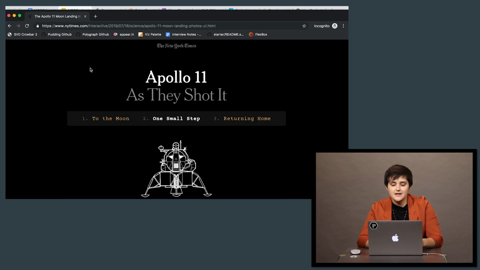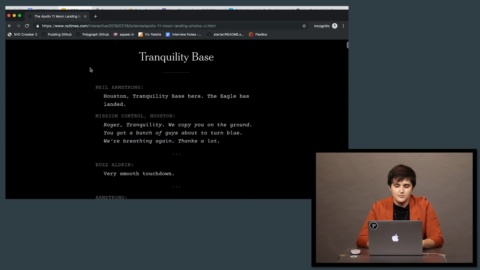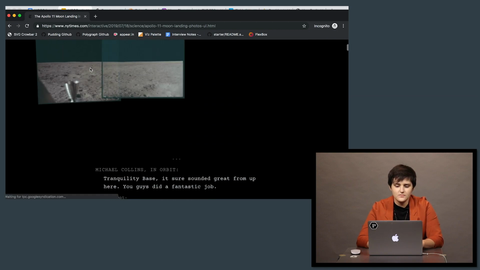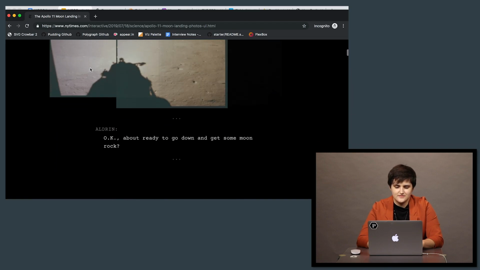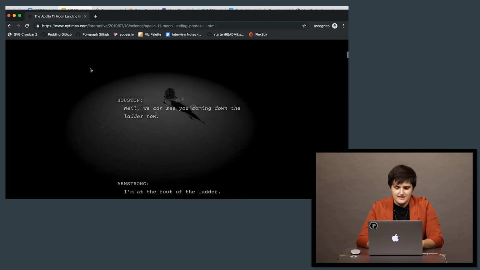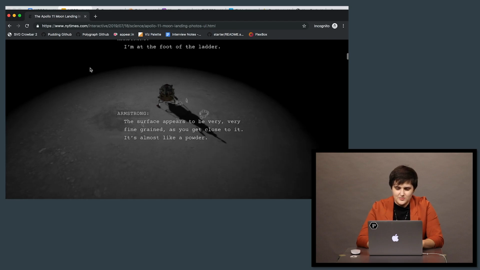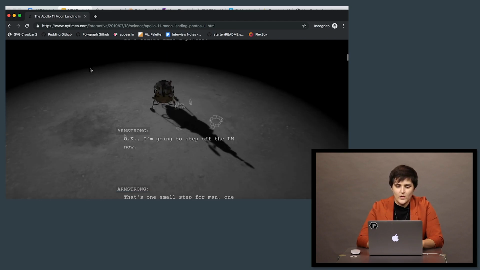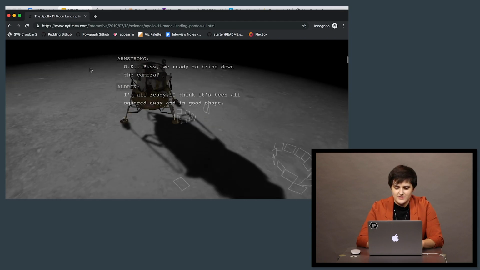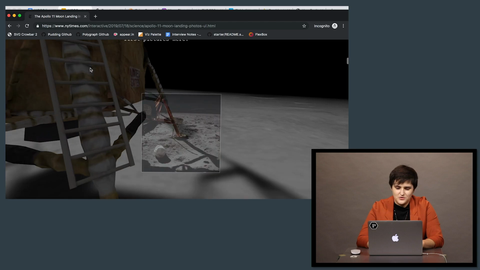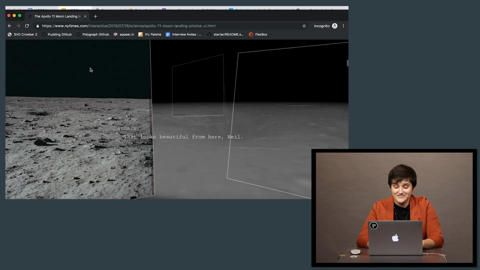Here's one from the New York Times that looks at the photographs that were taken during the moon mission of Apollo 11. And this is the money part of the piece. It's again scrollytelling, but in this instance, the data is actually where these photos were taken. And the piece itself guides you through each photo, and you can see in space exactly what the astronauts saw in space.